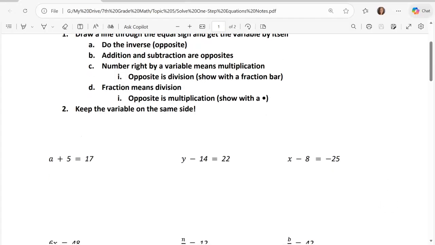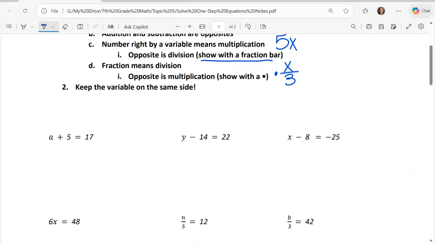If you see a number right next to a variable, so here, let me get my pen ready. Sorry about this. If you see something like this, 5x, that means multiplication. So the opposite of that would be division, and we show division in 7th grade with a fraction bar. And then if you see a fraction, something like this, x over 3, that means division. The opposite of that would be multiplication, and you show multiplication with a dot, okay?